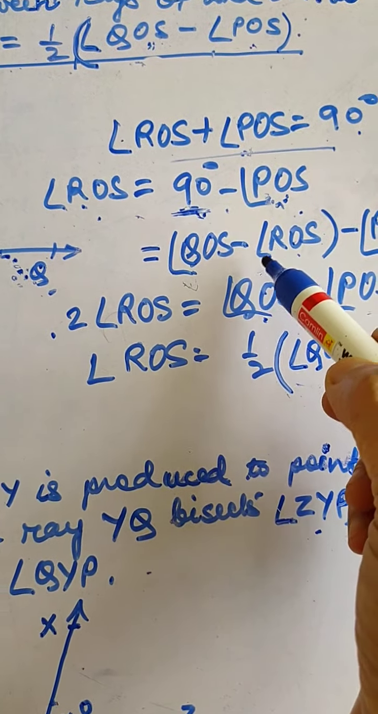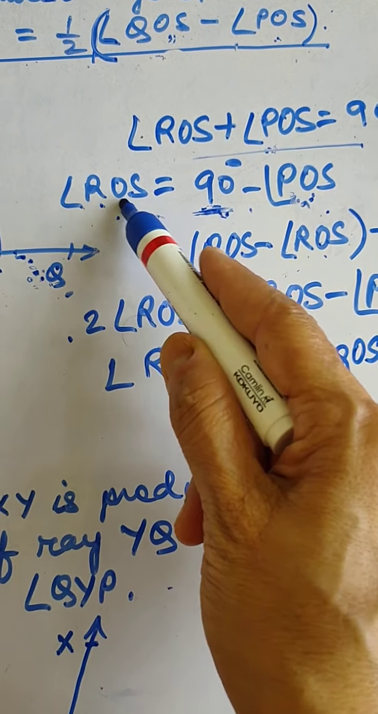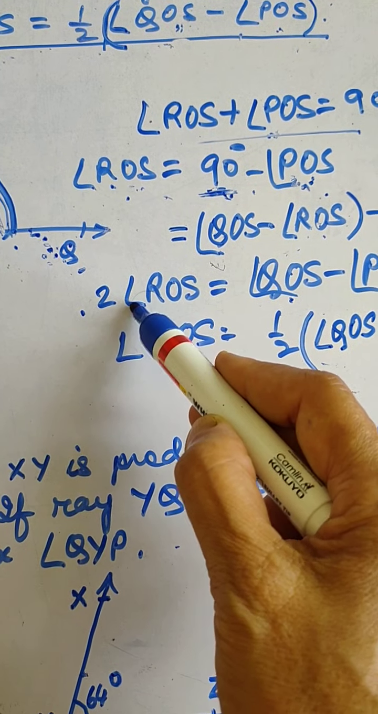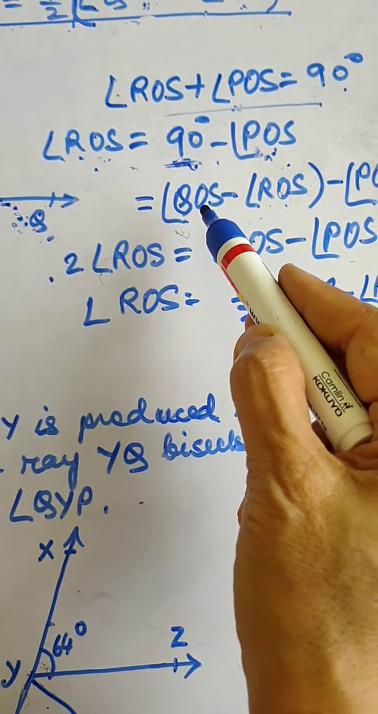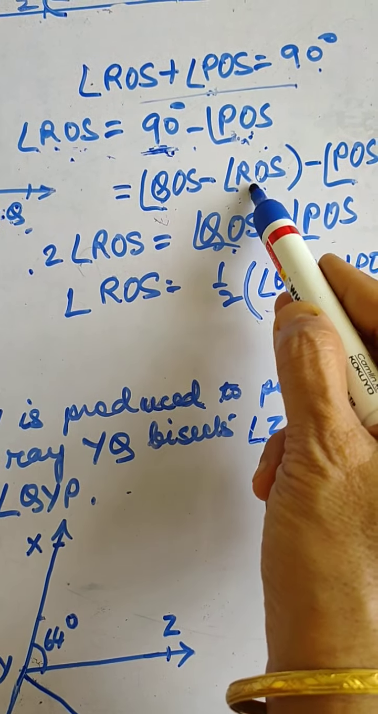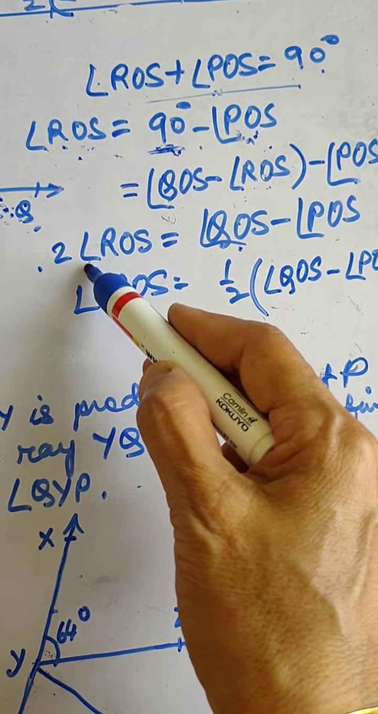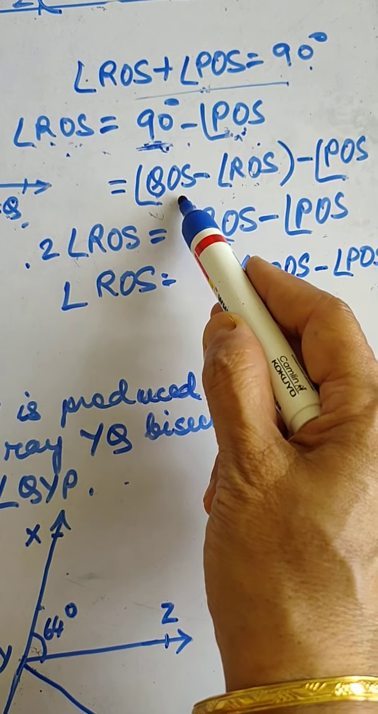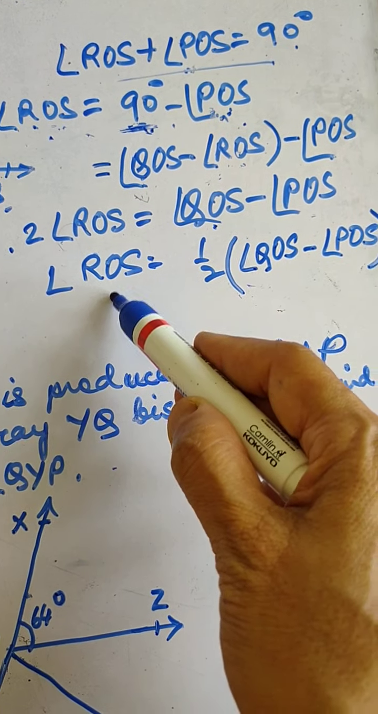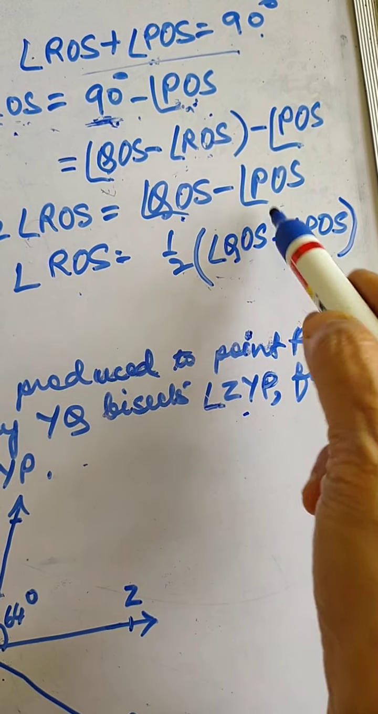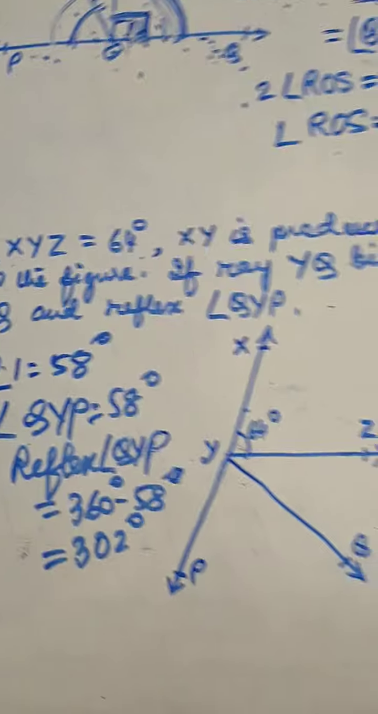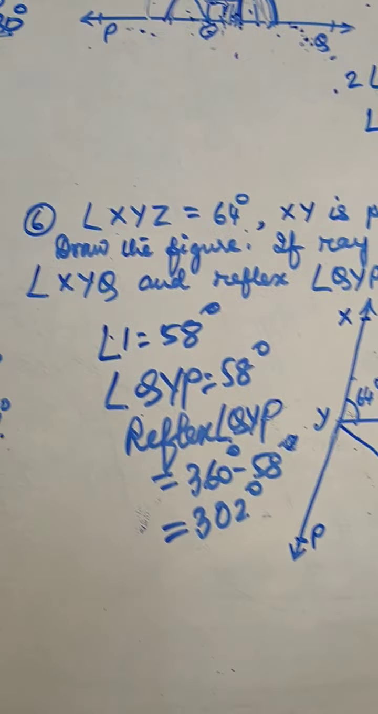Then open the bracket, and then ROS comes this side. There is already one ROS here, so you bring ROS this side, that gives you twice ROS, because we have ROS equal to now angle QOS minus ROS minus POS. We are shifting ROS to our left side, that gives you twice angle ROS, remained angle QOS minus angle POS. Then angle ROS will be half of angle QOX minus angle POX. That's all. Next, now we will see the last sum, that is number 6.